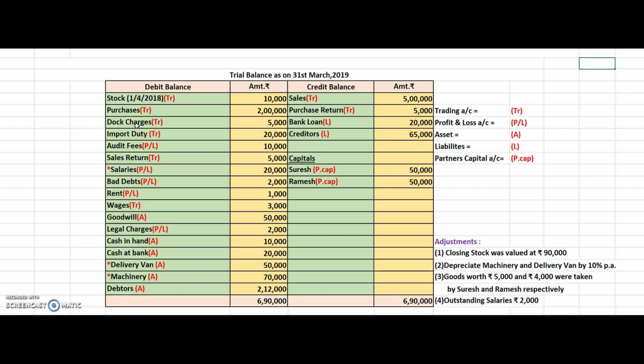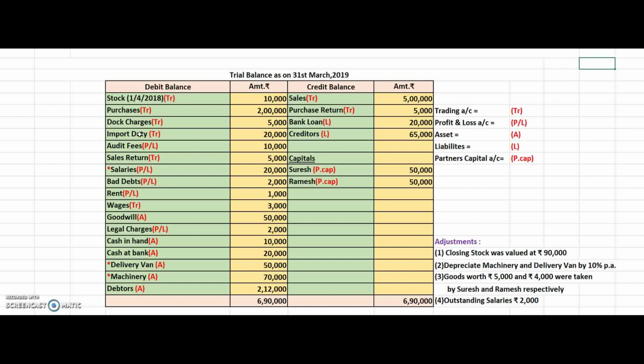What does dock charges mean? Sometimes your raw material comes from abroad via a ship and it lands up at the dockyard. For clearing it from the dock authorities, you have to pay them. If you do not pay them, then the raw material will not come to your factory and production will get held. That is called as dock charges. It is paid for production, before production. Therefore, it is trading. Import duty.